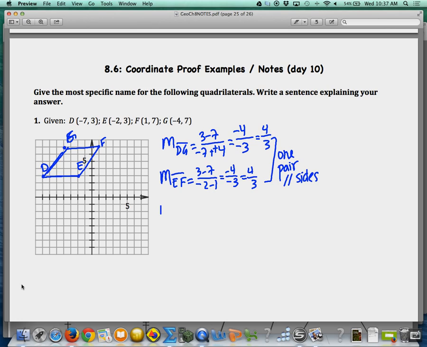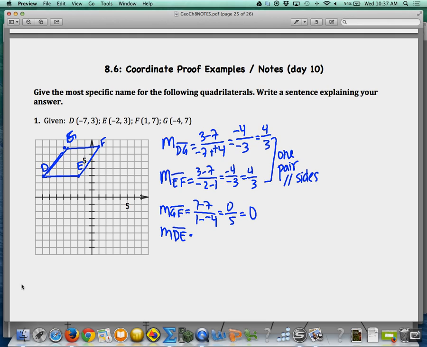Okay, so now I have to do GF, and I have to do DE. For GF, I have y minus y, so 7 minus 7 over x minus x, 1 minus negative 4. So I get 0 over 5. What is 0 divided by 5? 0.